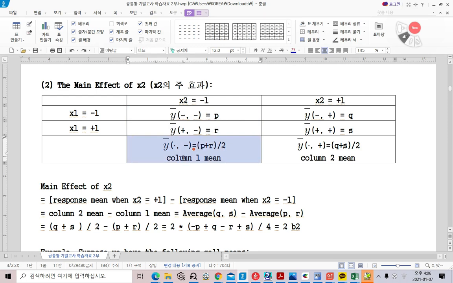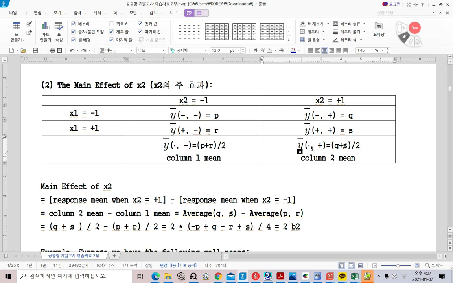그래서 X1에 대해서는 전체에 걸쳐서 평균을 낸다. 그 뜻으로 다 쓰는 거예요. X1 마이너스, X2 마이너스는 유지가 되는 거죠. 전체적으로. 그 다음에 여기서도 마찬가지로 I'm going to explain this notation. Y bar of dot positive. The positive is the level of X2. And X1, the level of X1 is denoted by dot, which means the two cell means are combined.